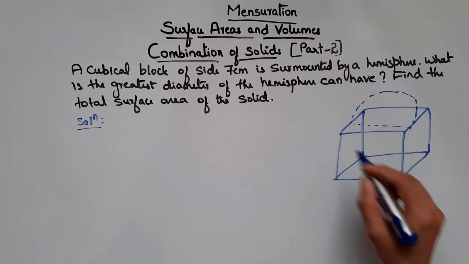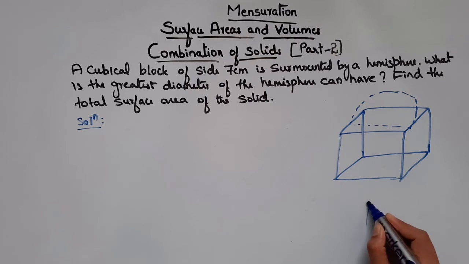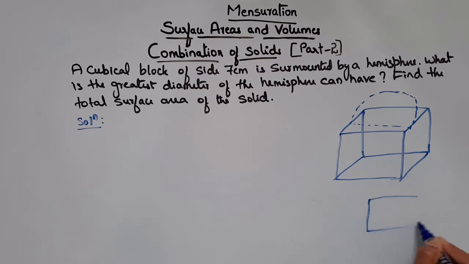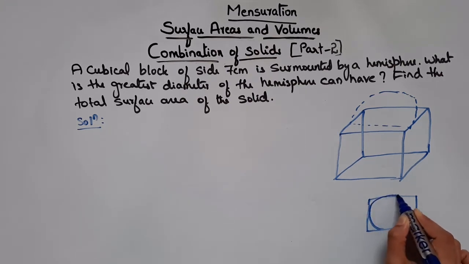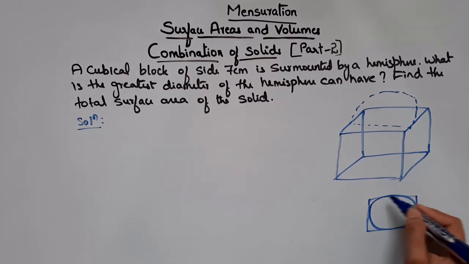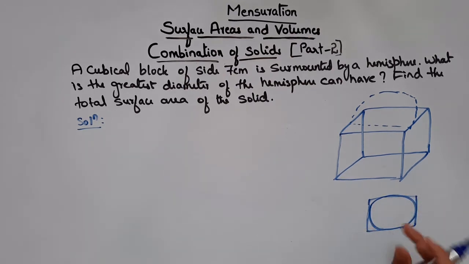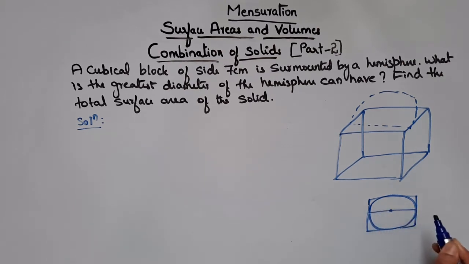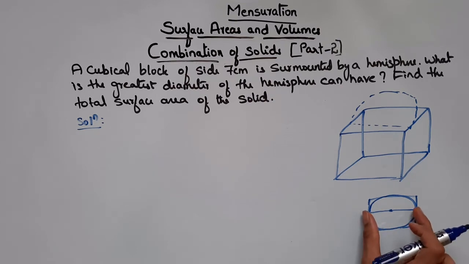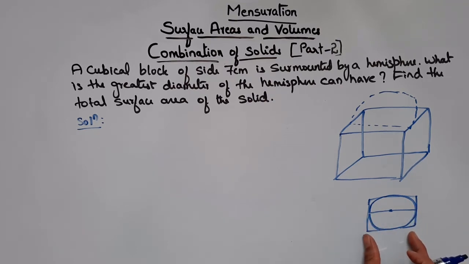Say for example, if you see from the top view, you can see only this part, right? So its top view is a square. So your hemisphere is placed on this square. It looks like this from the top. So for this hemisphere to fit properly, what should be the diameter? That is this diameter. This diameter should be equal to the length of the square, which is nothing but 7 centimeter.